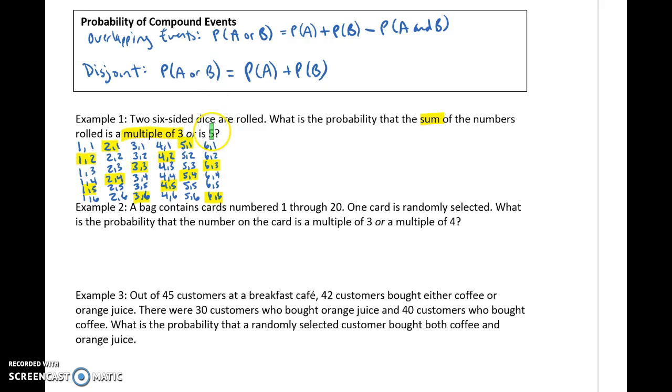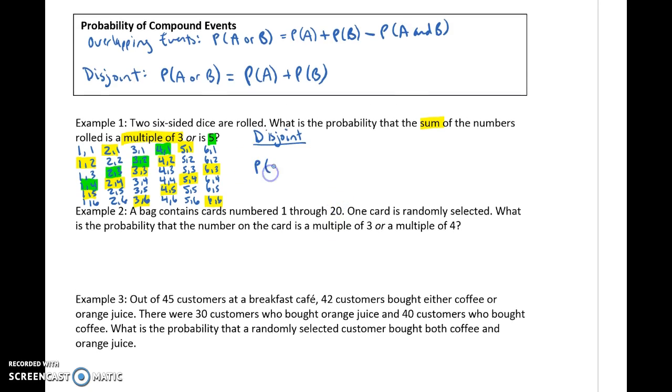Then what about just adding up to 5? The possibilities are 1 plus 4, 2 plus 3, 3 plus 2, 4 plus 1. Notice how none of those yellow and green highlighters mixed together. That's how you know for sure this is a disjoint or mutually exclusive event. So I'm going to use my second equation: the probability of being a multiple of 3 or the number 5 is the probability of being a multiple of 3 plus the probability of adding up to 5. If you count the yellows, that's the multiples of 3: 1, 2, 3, 4, 5, 6, 7, 8, 9, 10, 11, 12 out of 36, plus 1, 2, 3, 4 out of 36.